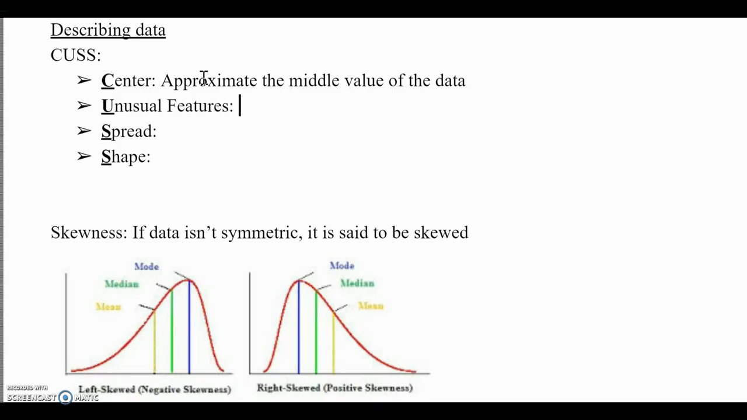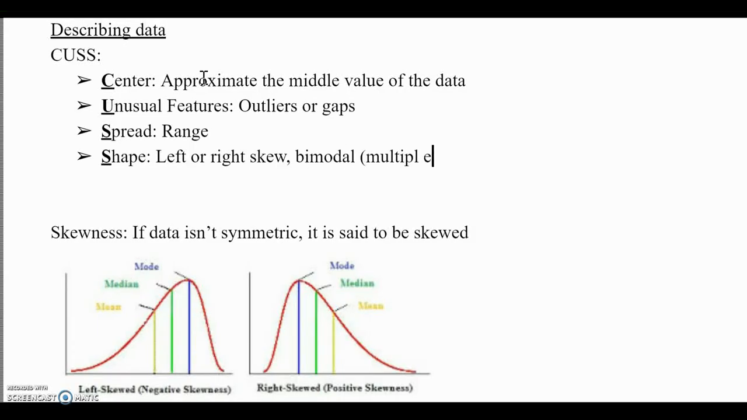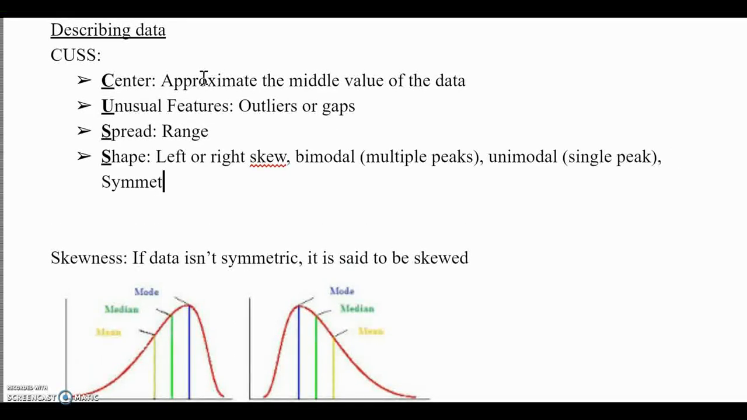When we talk about unusual features, we talk about outliers or gaps. Spread would be your range, and shape would be whether it's left or right skew, whether it's bimodal, which means multiple peaks, unimodal, which is single peak, or symmetrical. So what do I mean by all of this?